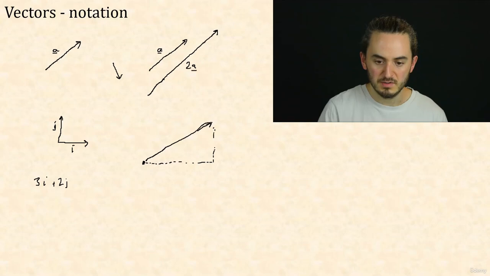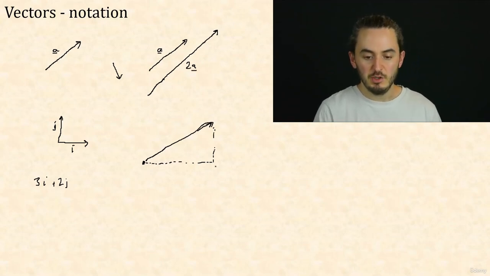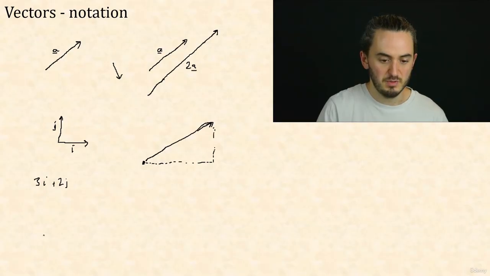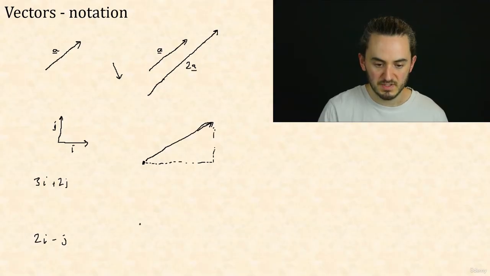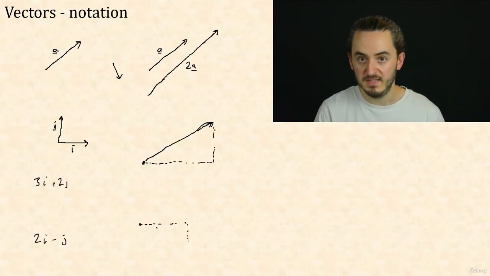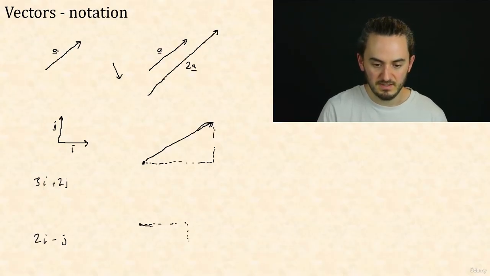Okay, so that's one style of notation that you'll see, i's and j's. You can have negatives as well. For example, you might have 2i minus j. So that means go from a starting point, go along 2, 1, 2, and down 1. So negative j will just be going down. And that means your vector is that. So here's one sort of notation.